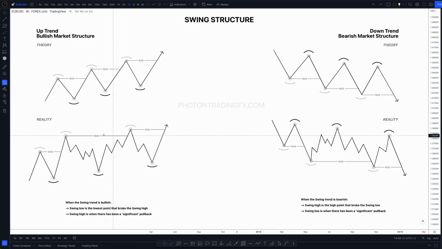As soon as we get that, that is the swing break of structure, which is what we call a BOS. To find a swing low in a bullish market, a swing low is the lowest point that broke the swing high. Okay, so for fractal structure, what is it? We always find the nearest low, which would be here if this was fractal structure. But for swing structure, we need to find the lowest point.